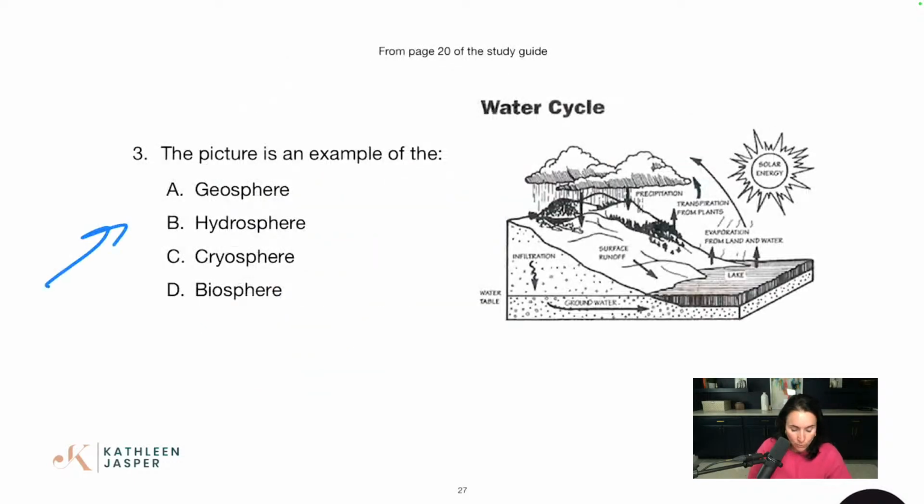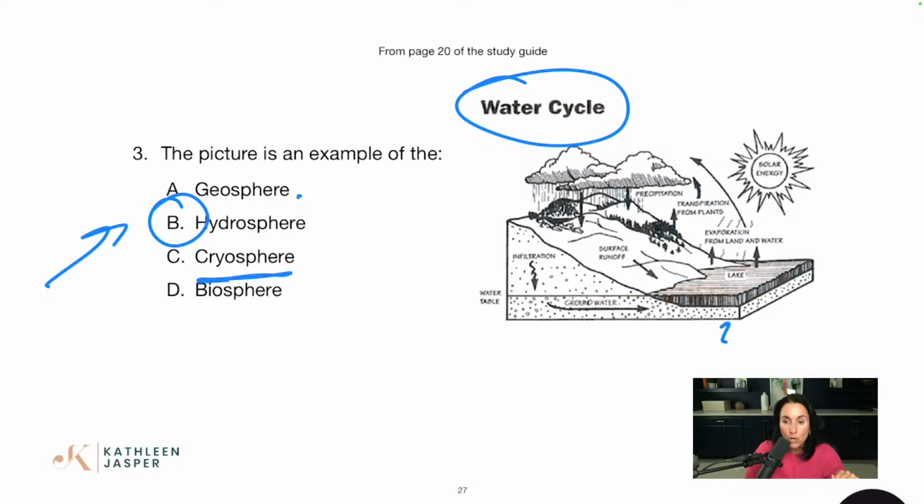All right. Here's one for Earth space. The picture is an example of, all right, this is the water cycle, hydrosphere, hydro, water. Geosphere is all of the rock and stuff going on the earth. Cryosphere is all the frozen water, all the glaciers and ice. And biosphere is all things living, any place where there's something living.